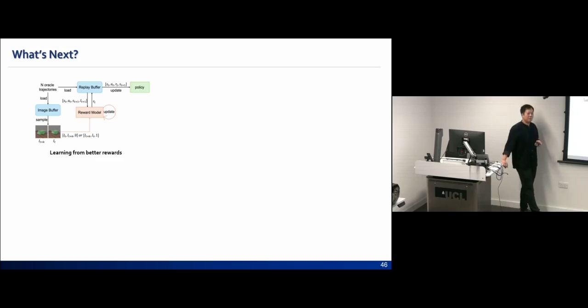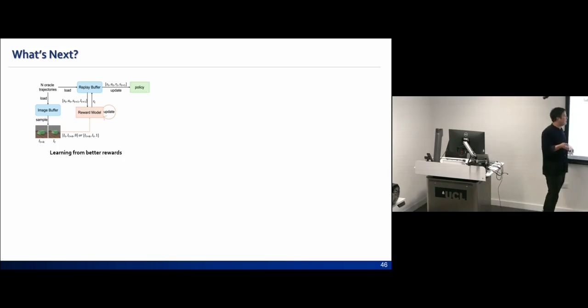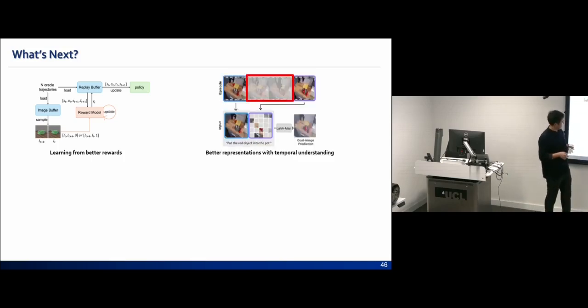So one thing is that probably you have been working on some reinforcement learning, right? And then usually the reward signal is just 0 and 1, or there might be some intrinsic rewards. We are working on something to learn better rewards for robot manipulation tasks.